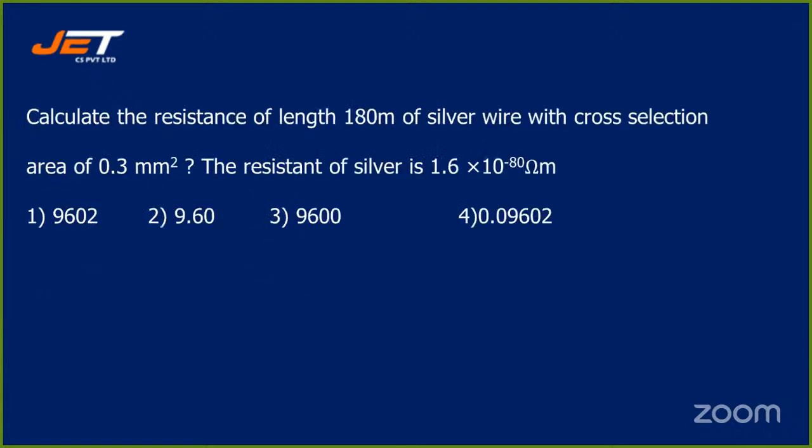Next question. Calculate the resistance of a length of 180 meters of silver wire with a cross-section area of 0.3 millimeters square. The resistivity of silver is 1.6 into 10 power minus 8 ohm meter. So what are given here?